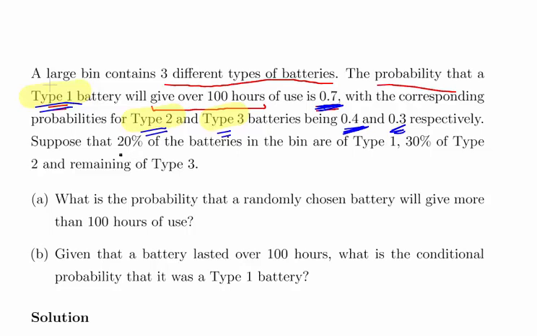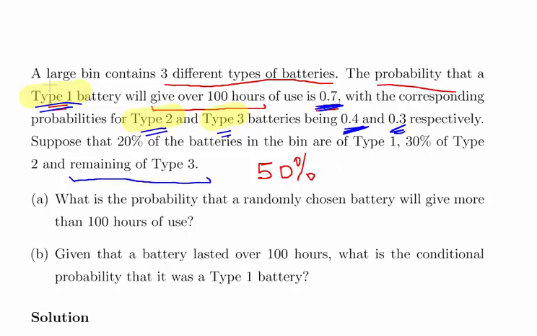Now, suppose that 20% of the batteries in the bin are of type 1, 30% are of type 2, and the remaining are of type 3. Immediately we'll notice that that is 50%. So what is the probability that a randomly chosen battery will give more than 100 hours? And the second question is, given that a battery has lasted over 100 hours, what is the probability that it is a type 1 battery?